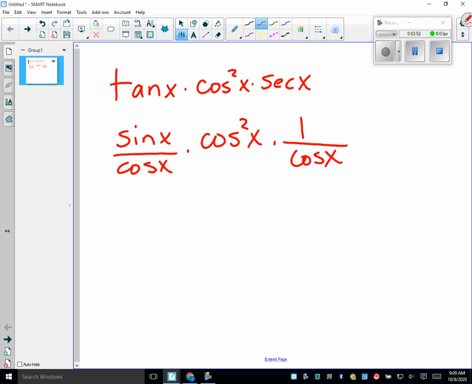So is it just sine x? Oh, okay. Because look what happens. Do these two cosines cancel out with what's on top? Because when I have cosine squared x, isn't that understood to be over 1? And what is left? Sine x. Make sense? That's what you're trying to do. That's our goal.